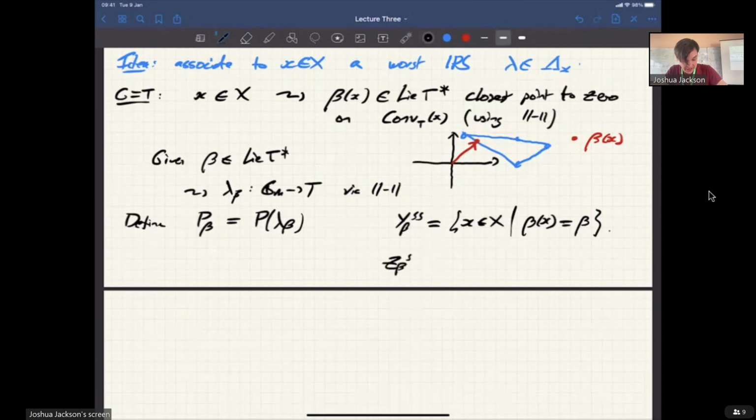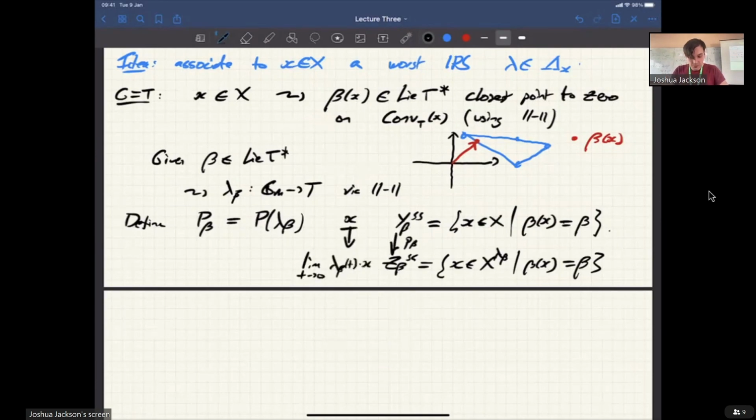Another piece of notation I need is what they call Z beta SS, which is a set of points in the lambda beta fixed point locus, such that this is true. And I have a map from here to here, which is called P beta, and this takes the point X to its limit under lambda beta.